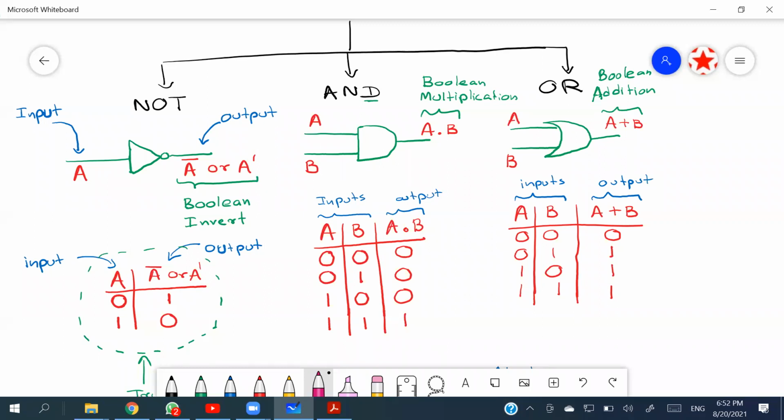Now, in these 4 rows, we write those as 0 0, 0 1, 1 0, 1 1. And for 2 inputs, it is easy for us to figure this out, right? So we can think it through. If A is 0, B can be 0. If A is 0, B can be 1. If A is 1, B can be 0. And if A is 1, B should be 1 as well.